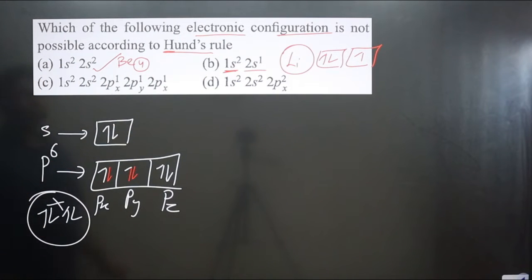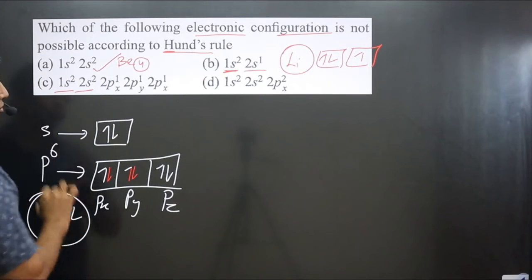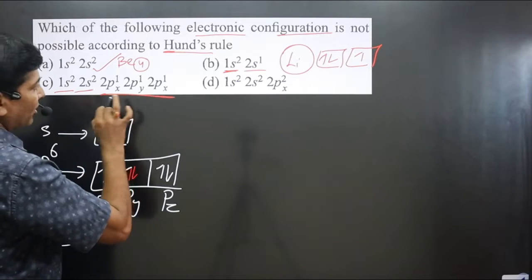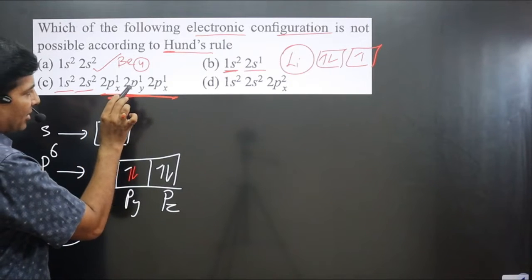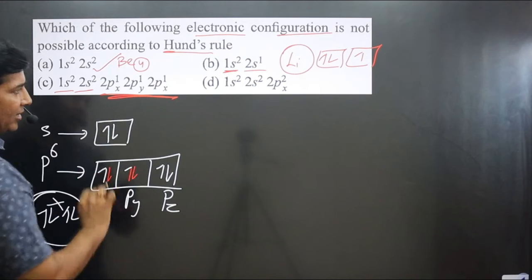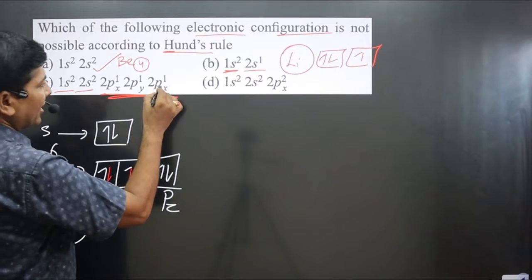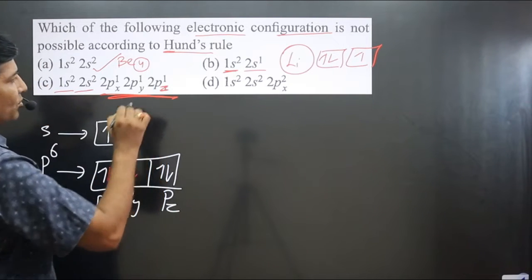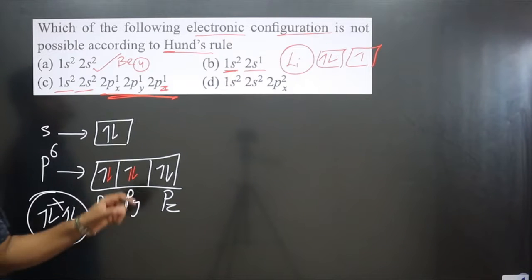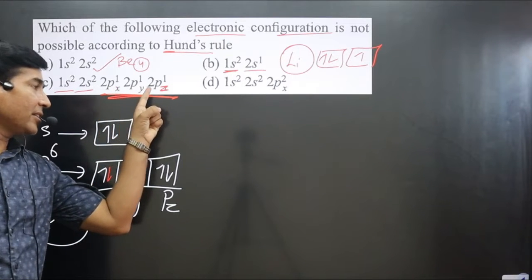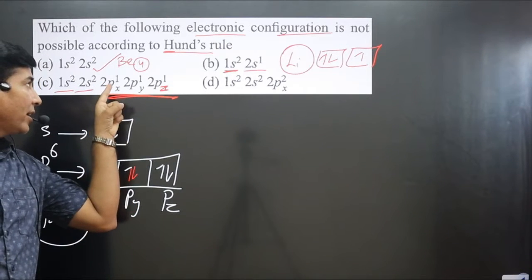If I go for the C option, 1s2 completely filled, 2s2 completely filled, but now pay attention carefully. We have px orbital, py orbital and pz orbital. It is supposed to be pz actually, so I corrected it. So you can see, first of all, these orbitals are singly filled, one electron.